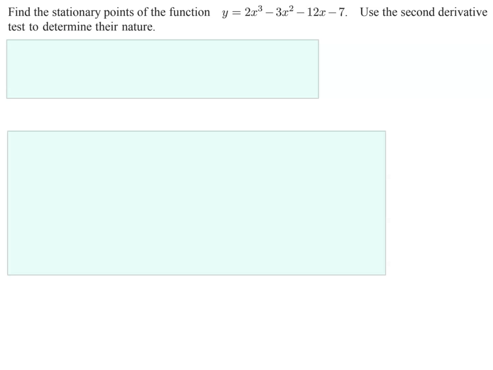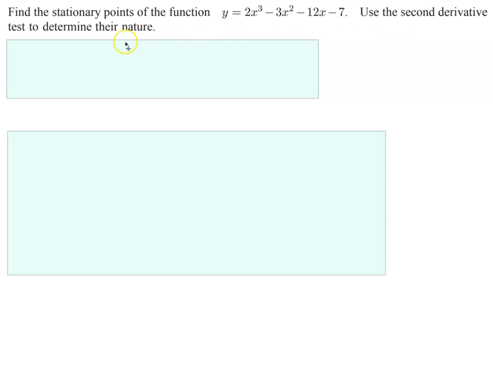Hello students. Okay, I did an example of how you can find the stationary points of a function and then use the second derivative test to determine their nature. So what I'd like you to do now is to pause this video, and have a go yourself for this particular function. Go through all the steps and then come back and check your answer.